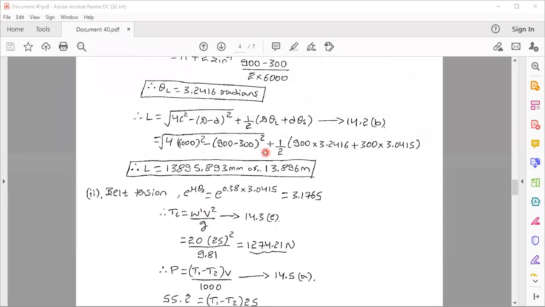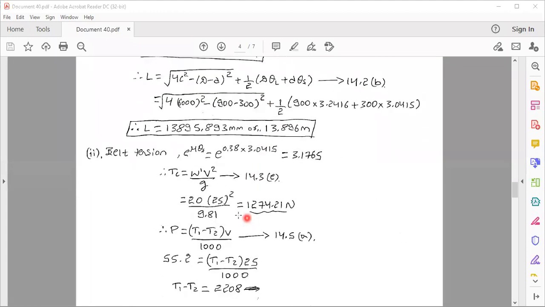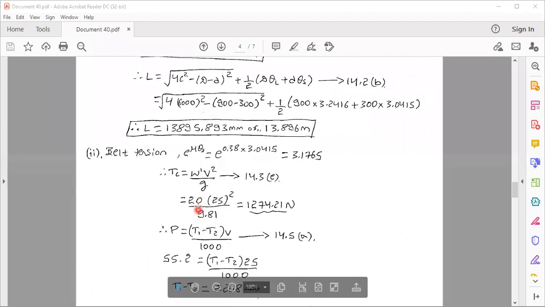If you see the given data, the weight is given in Newton per meter. In equation 14.3e, below this they have given what should be the unit of all the values which you are going to substitute in the equation, whether it is the acceleration due to gravity, the velocity, or the stress. All the units are given accordingly. W dash should be in Newton per meter, and it is given in Newton per meter.